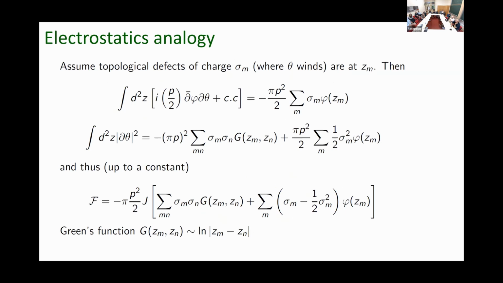Okay, now let's use technology. So then let's just sigma m. This is where the data is going to wind around. Suppose there is zm. Then we take the solution for theta, which minimizes energy, and we plug it into the energy and compute. We find.